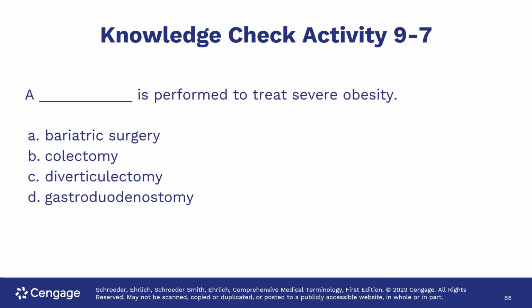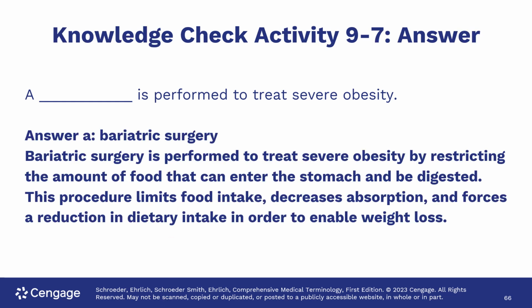Which one treats severe obesity? You don't even really need to know. B and C are ectomy. What does that mean? I just told you, right? It means removal. Are you removing obesity? No. D is ostomy, which is the surgical creation of a hole. Are you doing that? No. The only answer left is A, bariatric surgery.